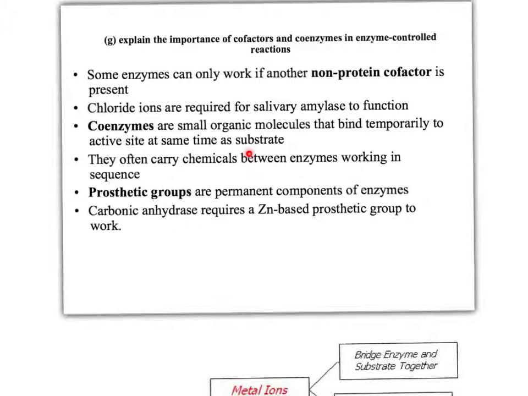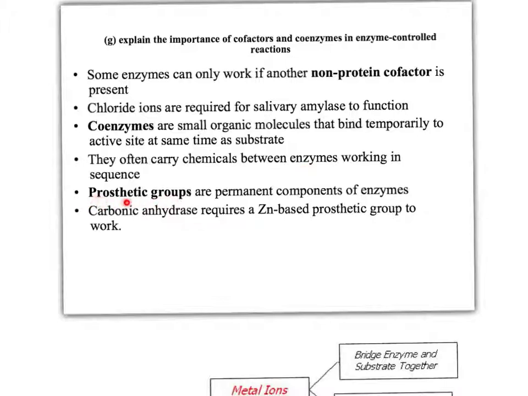Sometimes they're involved in carrying chemicals from one enzyme to another. Enzymes often work in what we call metabolic pathways, and one enzyme converts a substrate to the product, and then that product is carried to the next enzyme where it becomes a substrate for the next enzyme, and it's carried there by a coenzyme. You'll come across that when you study respiration in the upper sixth.